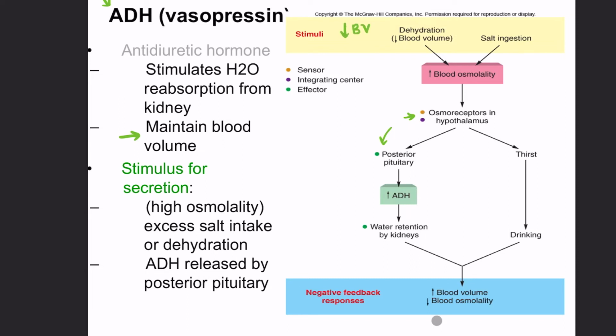And so when blood volume is low, that makes your blood osmolality high. And that is what causes osmoreceptors in the hypothalamus to produce this hormone. It will be released by the posterior pituitary, and what it does is it causes water retention by the kidneys.